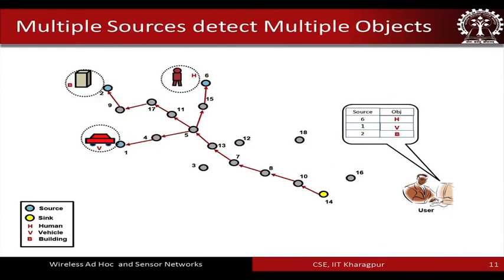Like in the previous case of multiple sources detecting multiple objects, we can also have another scenario of multiple sources detecting multiple objects. Unlike in the previous case where all the sources as well as the objects were co-located, over here we do not have the different sources and the objects co-located. But still this is also a case of multiple sources detecting multiple objects.